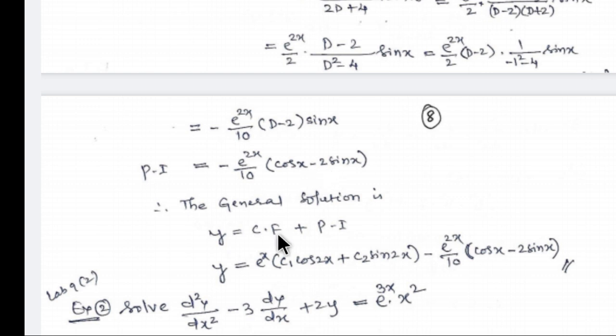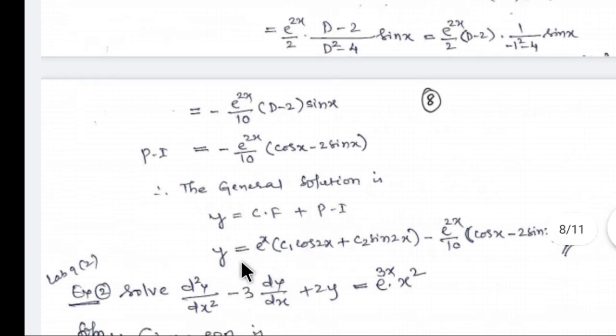It is completed. Now add these two: the complementary function and the particular integral. The final general solution you get by using the formula y equals complementary function plus particular integral. So y is equal to e raised to x into bracket c1 cos 2x plus c2 sin 2x, close the bracket, minus e raised to 2x divided by 10 into bracket cos x minus 2 sin x.